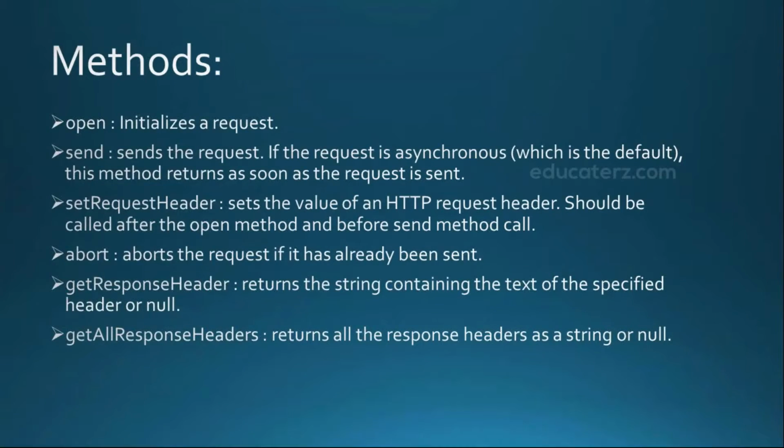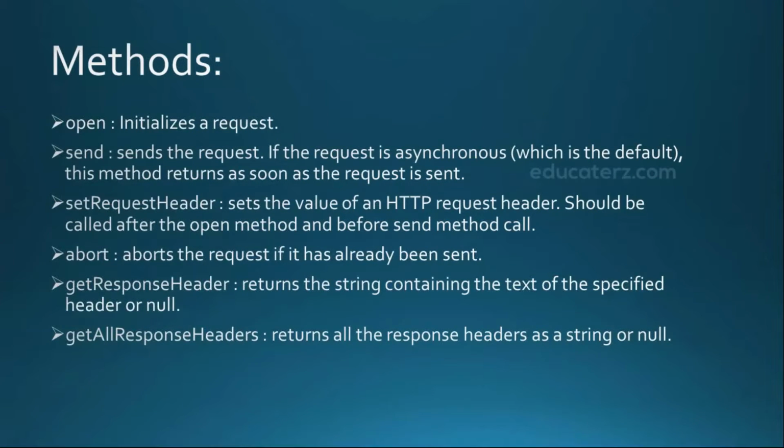So coming to setRequestHeader, it sets the value of an HTTP request header. It should be called after the open method and before the send method call. As the open method will initialize the request, we then need to set some of the request headers which will be passed over this HTTP request, like if you want to pass any data or any kind of thing. We can set this using setRequestHeader. Abort aborts the request if it has already been sent. If the request is sent and you call this method, it will terminate the request itself.